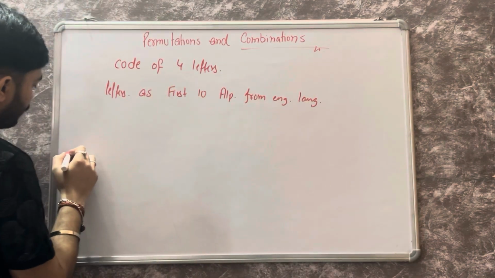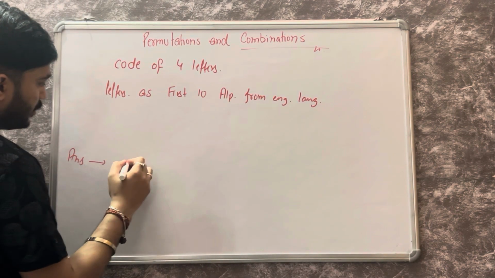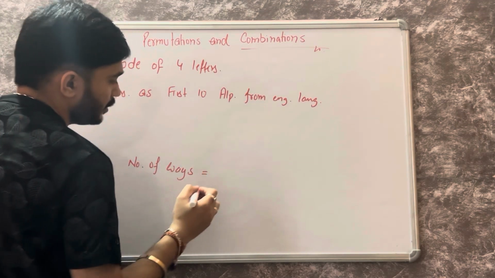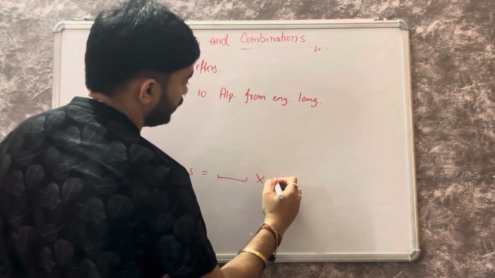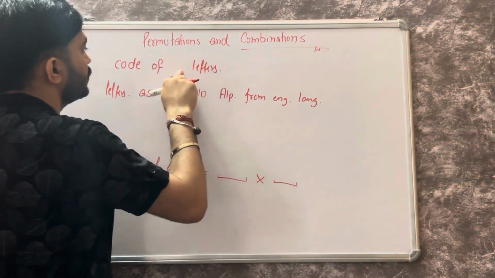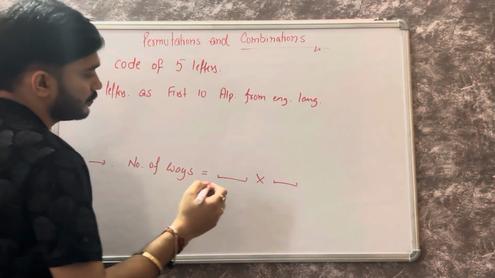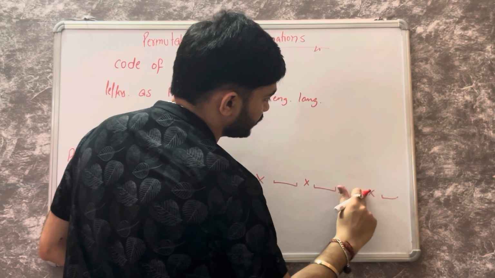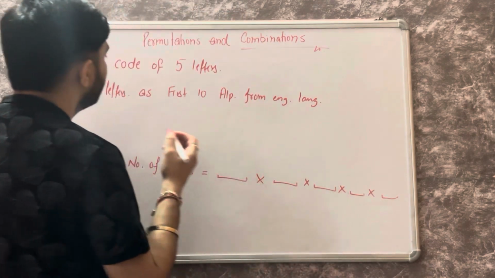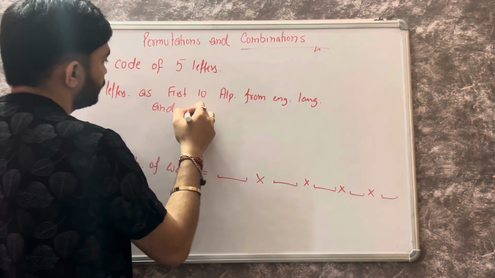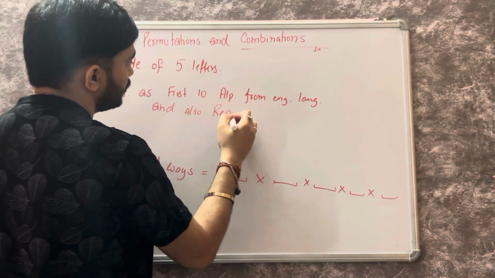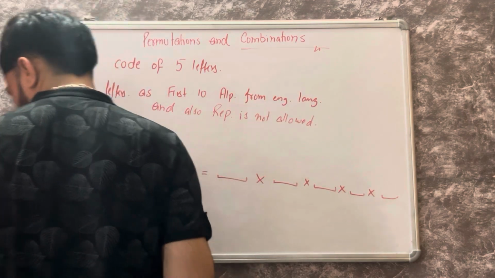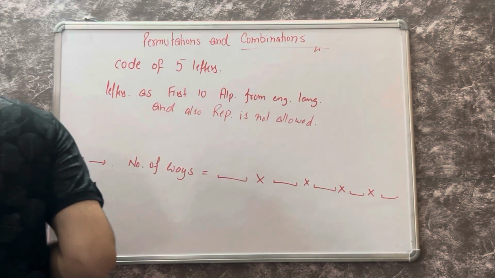Here we have to find the number of ways. Since we have to make a 4-letter code, let us say 5-letter code, so we are going to have 5 spots here. Yes or no? Yes. And also repetition is not allowed. Yes, the repetition is not allowed.